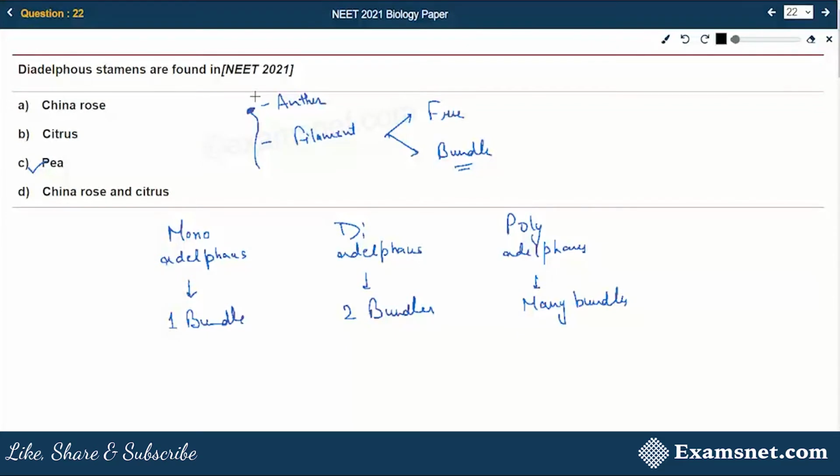Now let's see an example of each of them. One very common example of monoadelphous stamens is China rose. The most common example for diadelphous stamen is pea, and the example for polyadelphous stamen is citrus or bombax. So from the given options, you can see that pea is the example of diadelphous stamens, China rose is the example of monoadelphous stamen, and citrus is the example of polyadelphous stamen. Okay, I hope you understand.